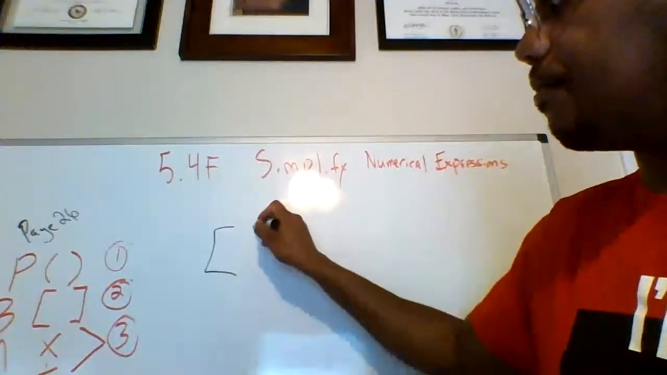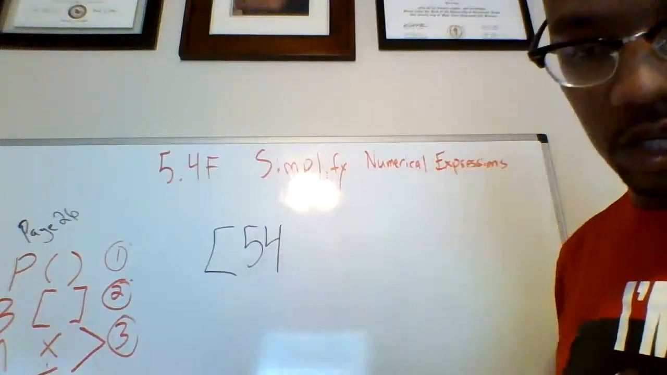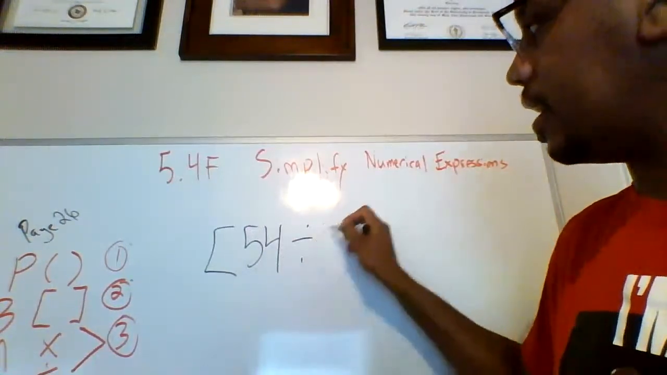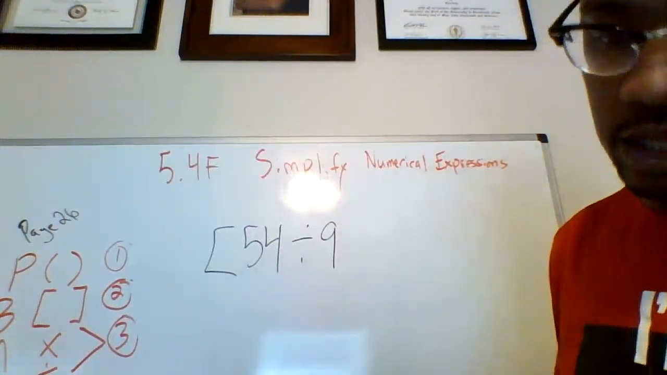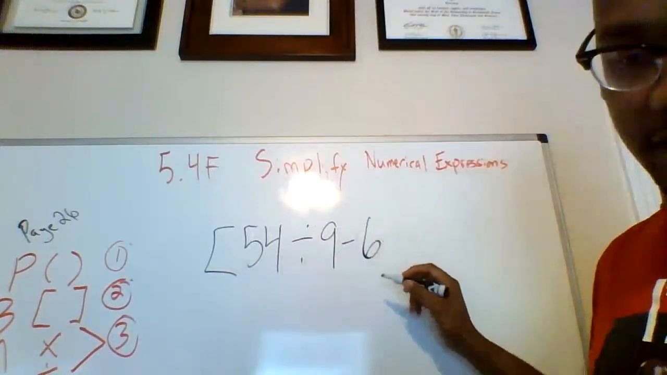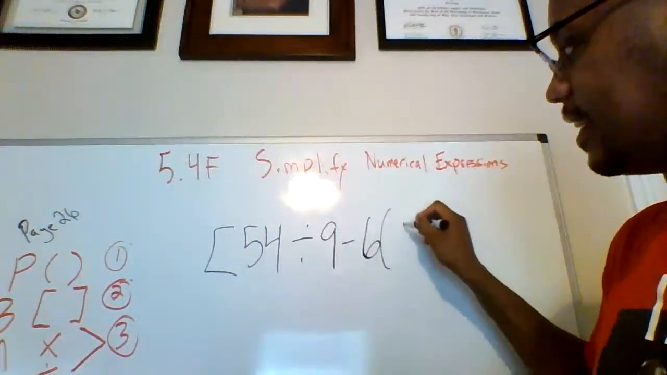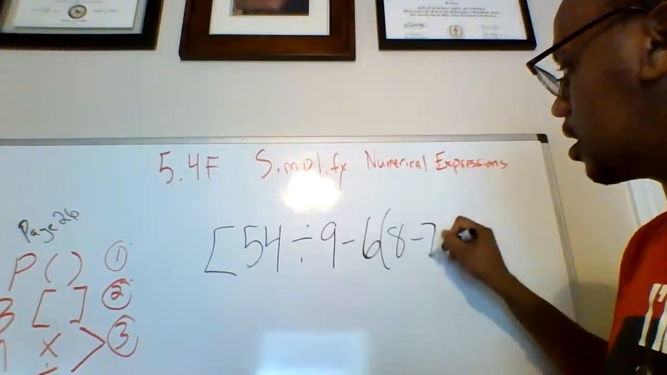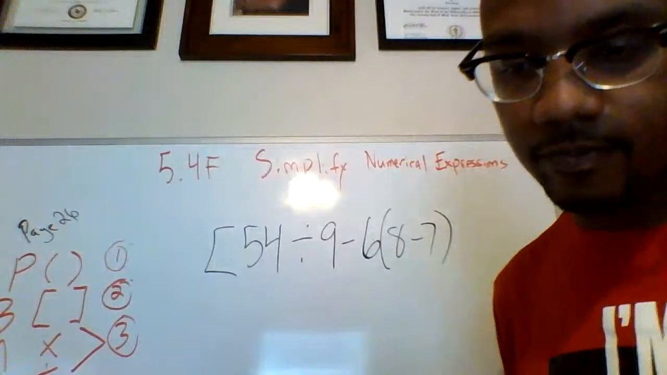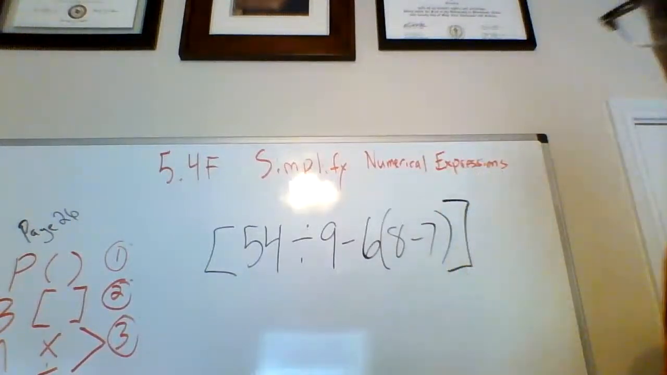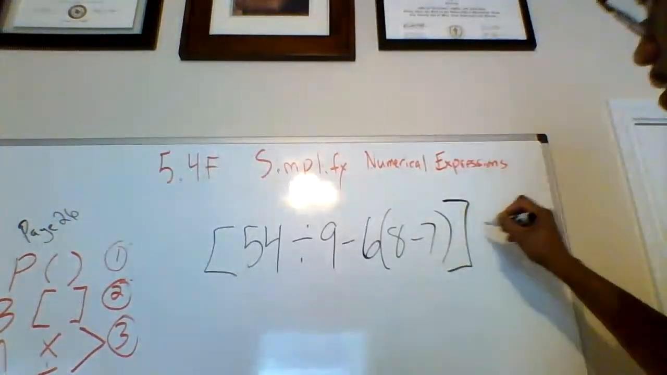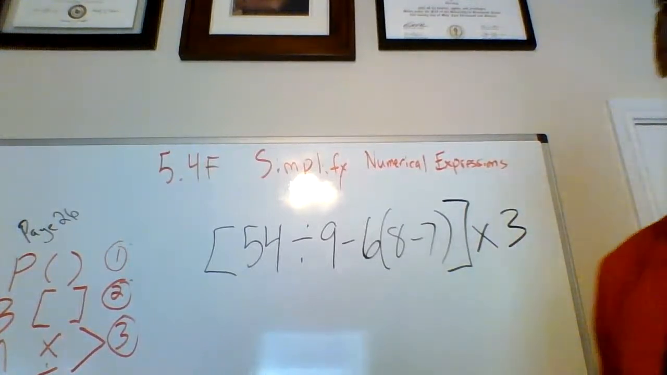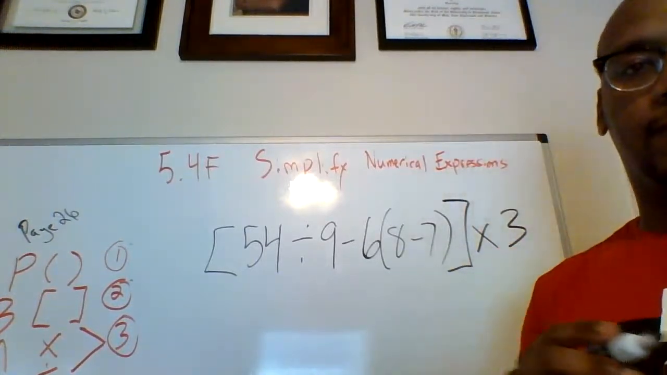Brackets 54 divided by 9 minus 6, parentheses 8 minus 7, parentheses, brackets, times 3. All right.